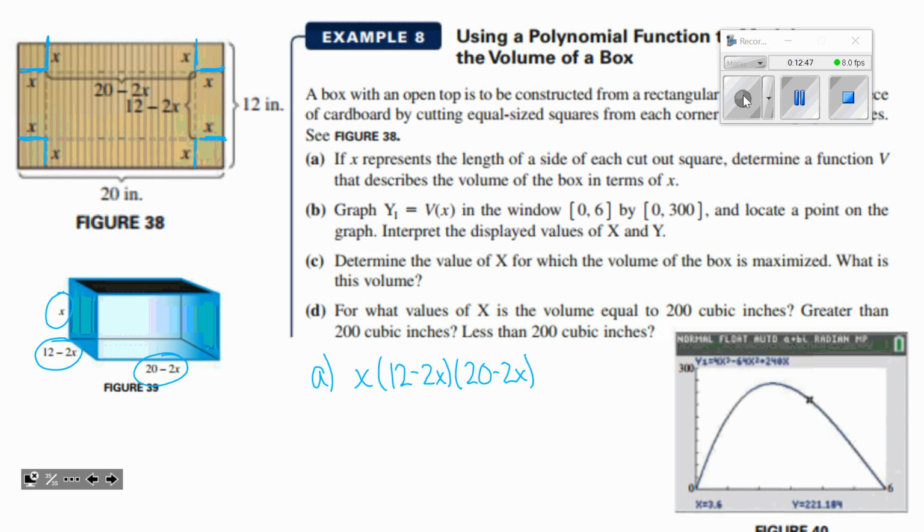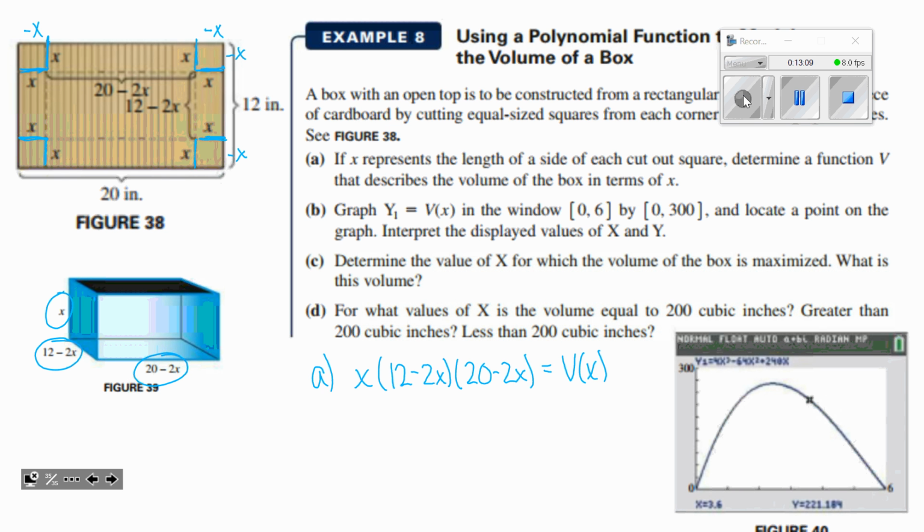And the 20 and the 12, that comes from the original size of the paper, the cardboard that we're cutting. So that we said minus 2x because it's minus an x for each of the length and width. So that's where the minus 2x thing is coming from. So this is our volume. I'm going to label this as v of x. So the function v means volume.